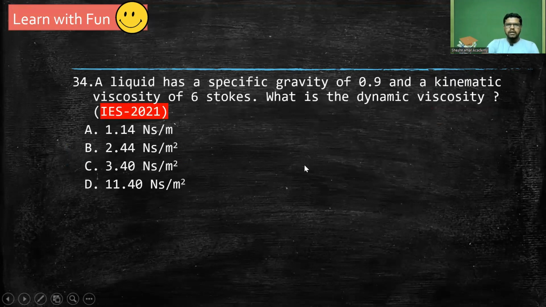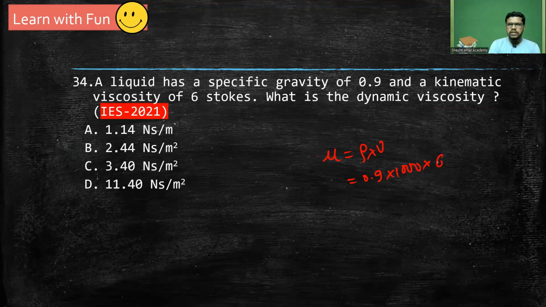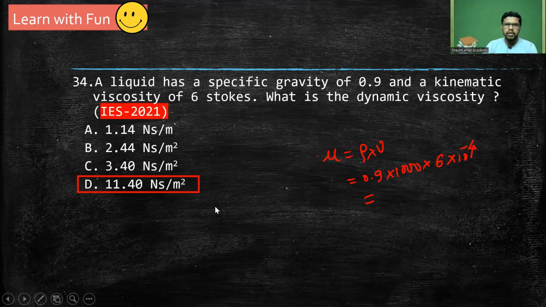Next, a liquid has a specific gravity of 0.9 and kinematic viscosity of 6 Stokes. What is the dynamic viscosity? Very simple. The formula of mu is rho into nu. The specific gravity is given as 0.9, so multiply it by the density of water and you will get the density of that liquid, into nu. The viscosity is given in Stokes, 6 Stokes. Convert it into square meter per second by multiplying by 10 raised to power minus 4. If you find out this value, it comes out to be 11.14 Newton second per meter square.